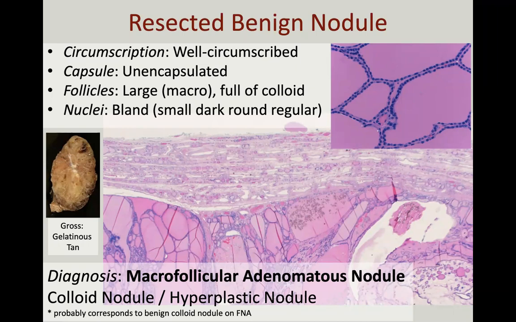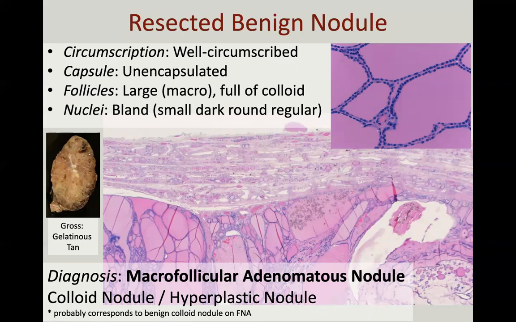And those sheets, right, the sheets that we're seeing on the FNA are basically the walls of those large follicles just sort of torn off, right? So they don't actually look like follicles, they look like sheets because the follicles are so large that you're basically only seeing one wall of that follicle. So this is a perfect correlate between a benign colloid nodule and a quote unquote macrofollicular adenomatous nodule.